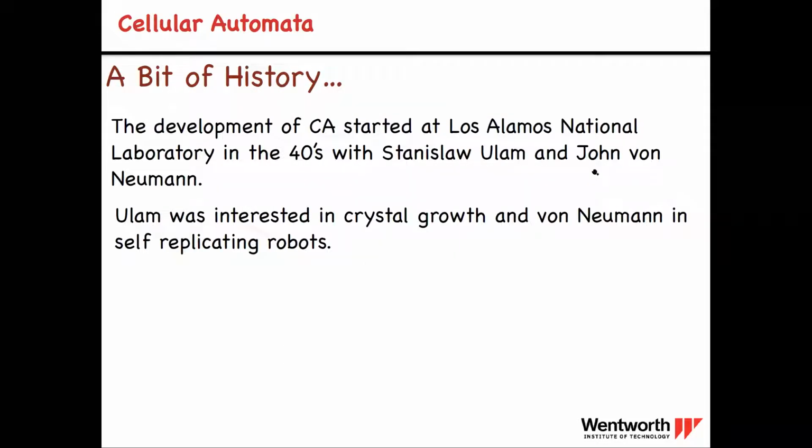All right, so I just want to give a little bit of history of where this came from. It came from the 40s, when computers were starting to get a bit more interesting. This started with Stanislaw Ulam and John von Neumann. They were interested in different things, but cellular automata permeated both. Ulam was interested in crystal growth, and John von Neumann was interested in self-replicating robots.